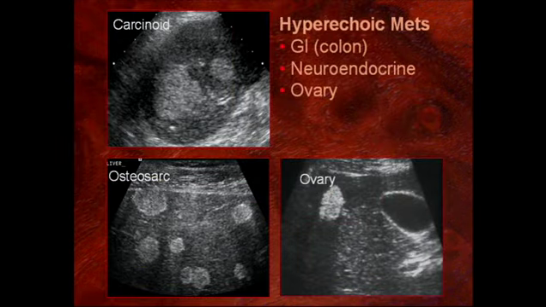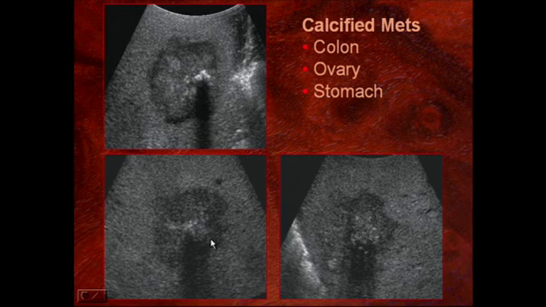Hyperechoic metastases are uncommon. The tumors that tend to do that most frequently are GI, and particularly colon, neuroendocrine tumors, and ovary. And you can see a neuroendocrine tumor here, a carcinoid, an ovarian tumor here, and then a patient with osteosarcoma. Calcified metastases also occur frequently from GI sources such as the colon and stomach, also from the ovary. And these are 3 different examples of patients with partially calcified metastases from colon cancer.